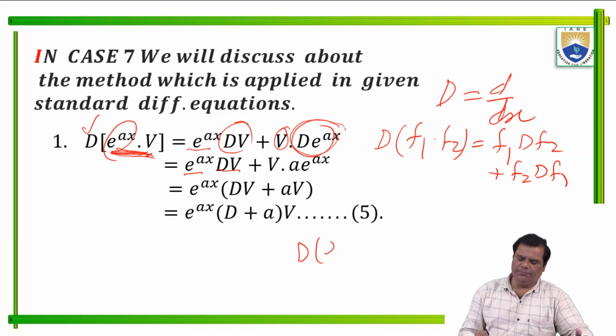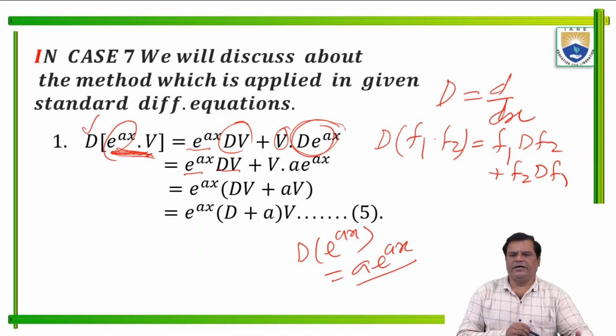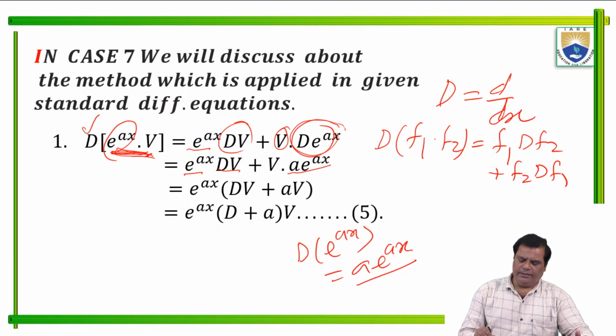The differential of e to the power ax is a e to the power ax. This is the differentiation of e to the power ax. Here, e to the power ax is not differentiated in the first term, so it is common and we take it to the left side. The other factor is Dv, where v is a function and D means differentiating v with respect to x.